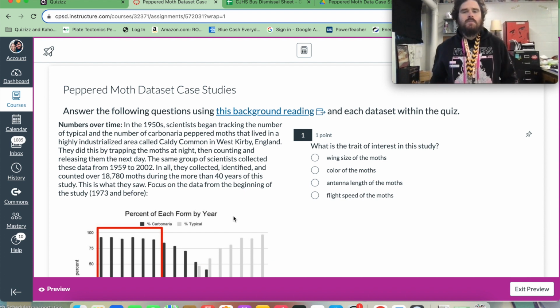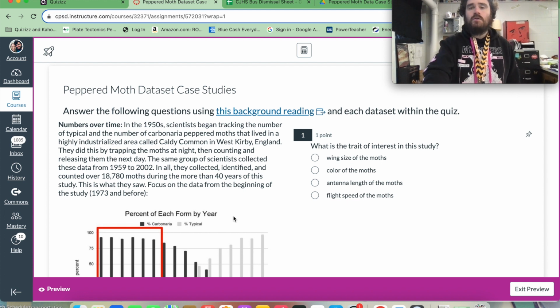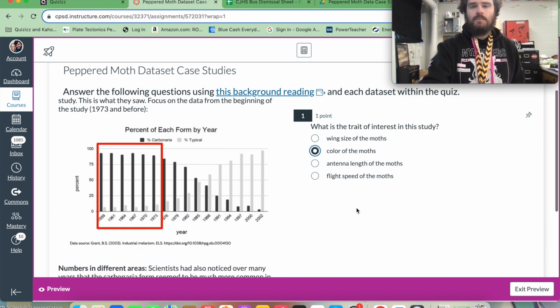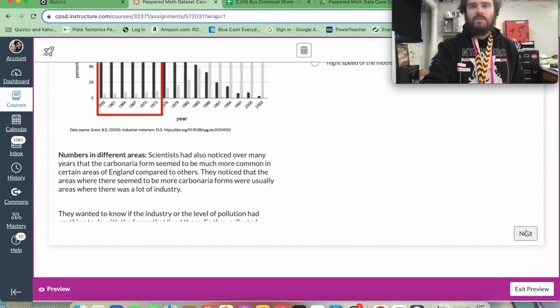So basically, the first question it asks you is, what's the trait of interest in this study? I bet y'all can tell me, it's pretty easy. As we said earlier, there's only one trait that's different, and that's the color. The color of the moths is the only trait that we are interested in because that's what we can observe. And as you can see by these graphs here, we observed a lot. So you should have that for number 1. Let's go to the next one.